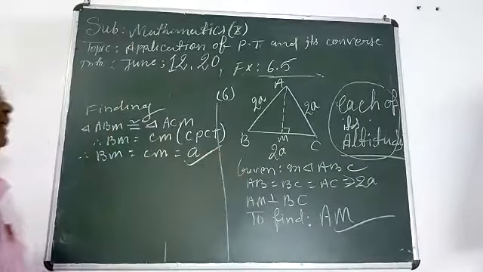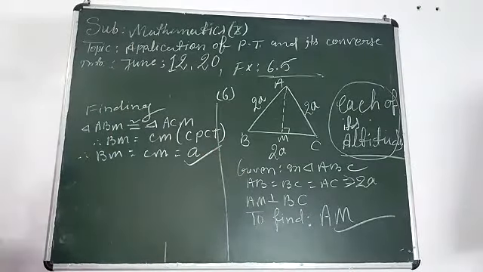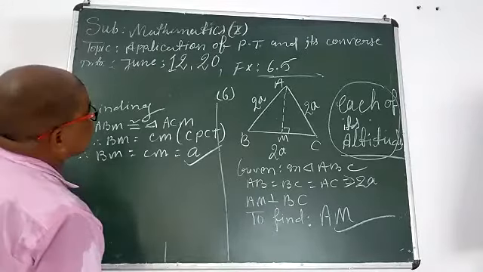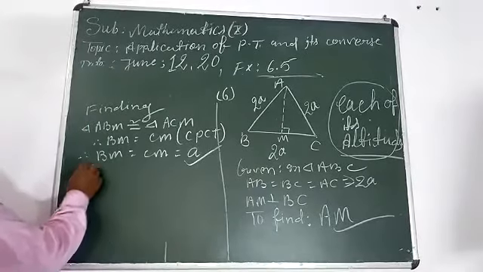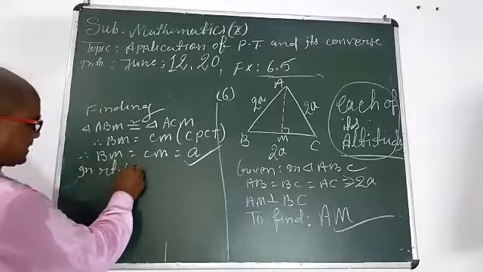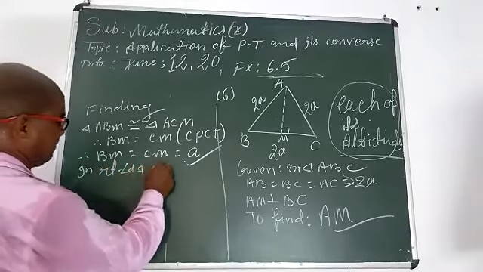Understood? Okay. Now, come in any one right angle triangle. Now, in right angled triangle AMB.